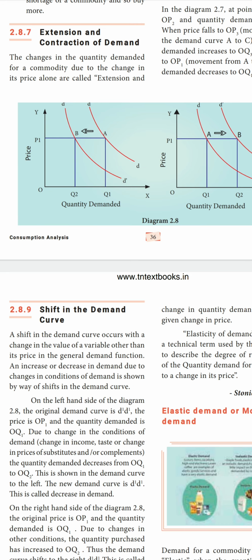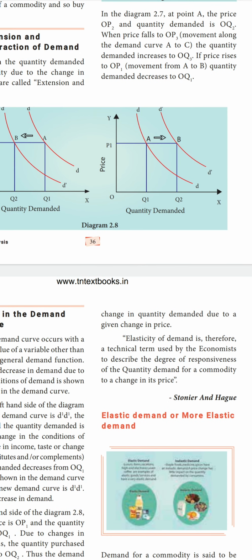In that other graph, what have they given here? See here. Here the original price is OP1, and the quantity demanded is OQ1 alone. That means when the price increases, the quantity is decreasing there.